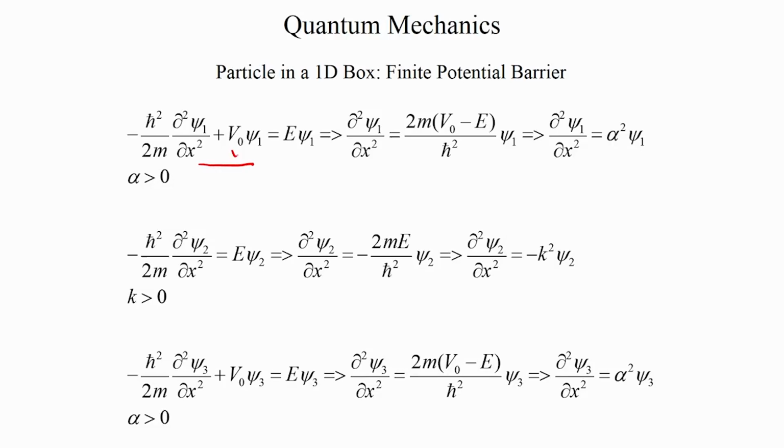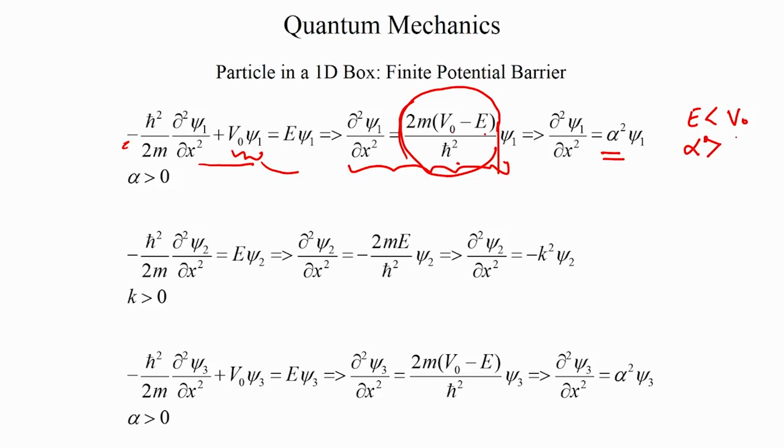I am just going to take the V naught term, pull it over to the right side, and get rid of the negative sign here, and I am going to write the same equation in this manner. So, I have taken h bar square down here, 2m has gone up there, and this is V naught minus E, and therefore, the negative sign of this term has disappeared. And we will just call this entire term alpha square. So, since my E is less than V naught, alpha square or alpha is greater than 0.